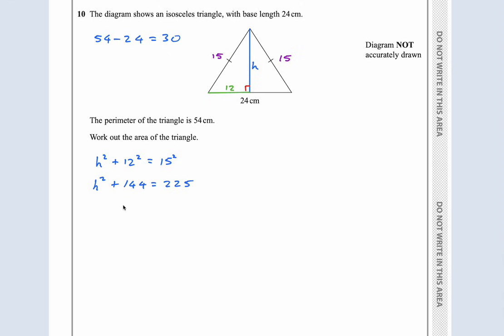And then h squared is equal to 225 minus 81. You can use your calculator, and h is the square root of 81, which is 9. So now I have h, the area is equal to a half base times height. The base is 24, the height is 9, and I'm left with 12 times 9. Again, use your calculator. This is 108. So the area is 108 centimeters squared.